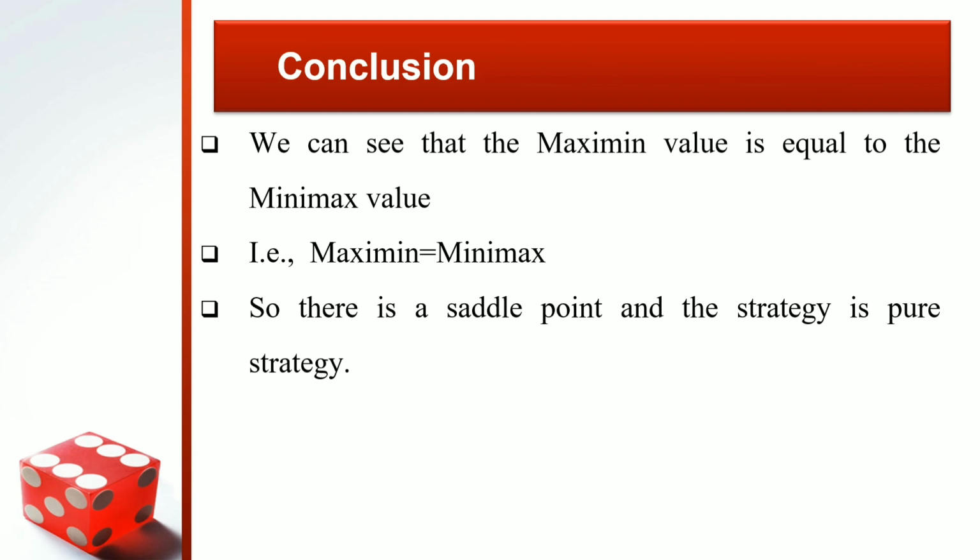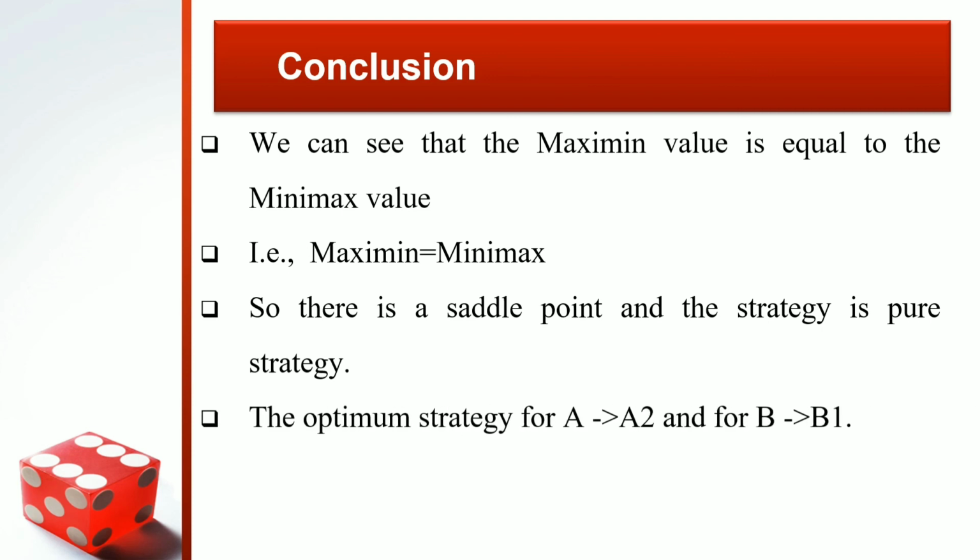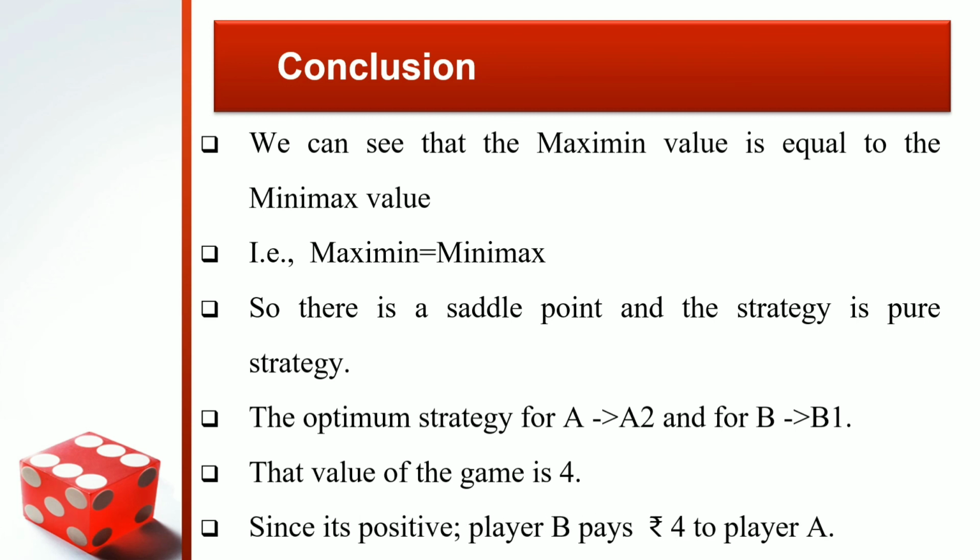The optimum strategy for A is A2 and for B is B1. In the table, we can see that the value of the game is 4 because A is getting 4 from B. Since it's positive, player B pays ₹4 to player A.